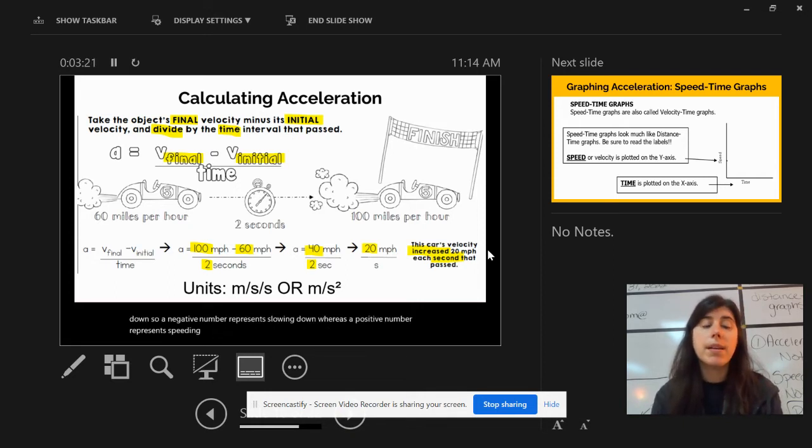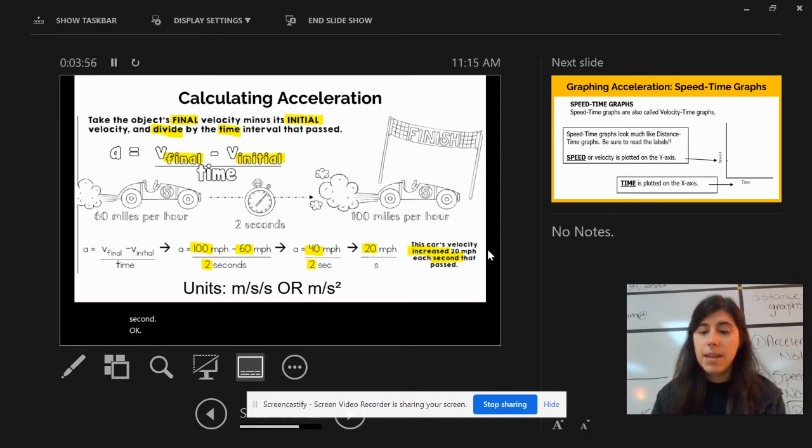Now, the hardest part about acceleration is the units. Because you're already dealing with speed, which is meters per second, and over time, you can't have units cancel out. So your units are going to be meters per second, or we say meters per second squared. Doesn't mean you're squaring any numbers, it just means that your units, there are 2 of them. So for acceleration, you need to remember that your units are meters per second squared, whereas your speed is just meters per second. Okay?